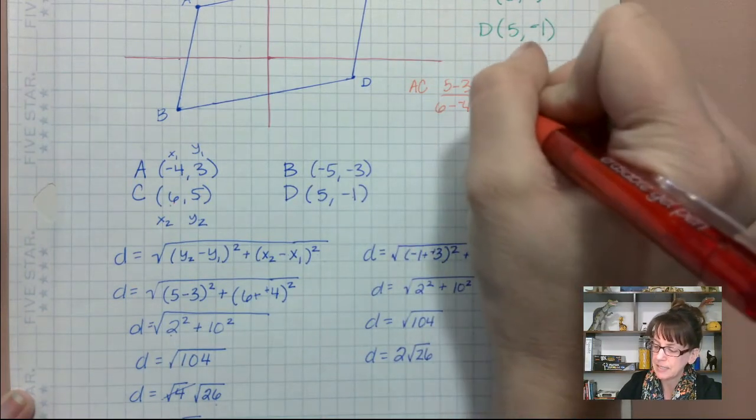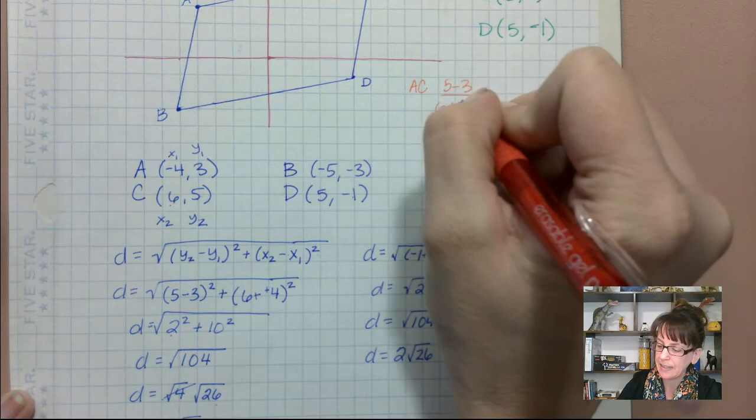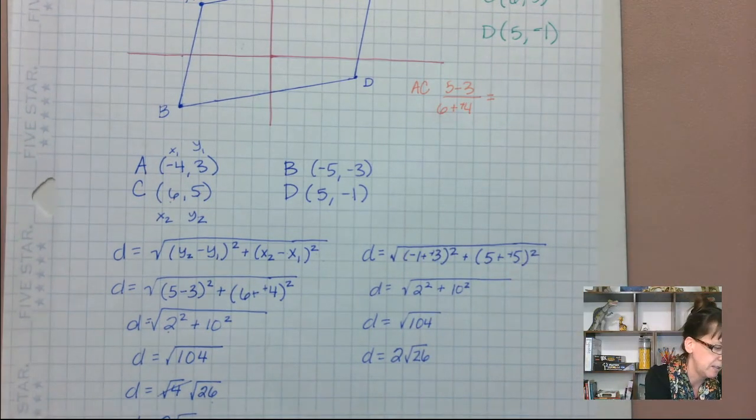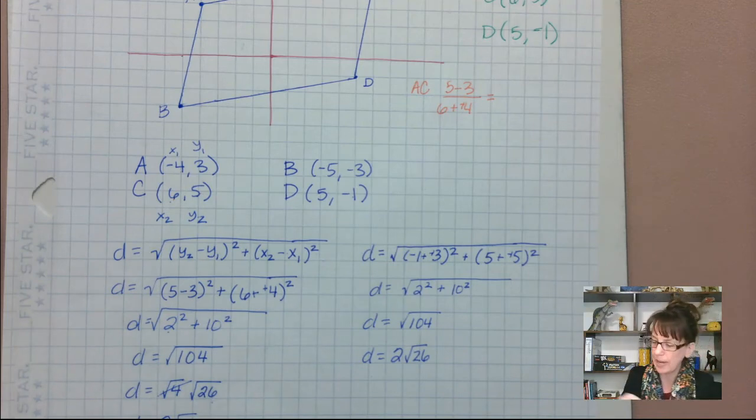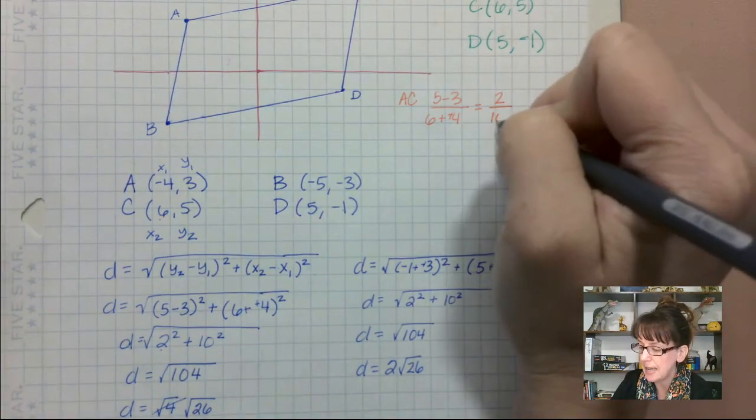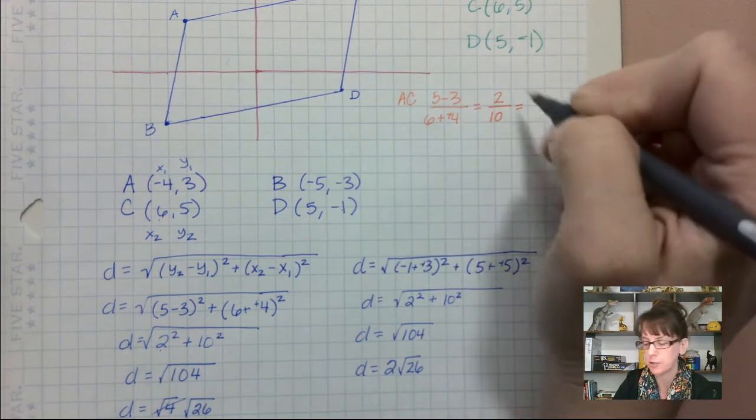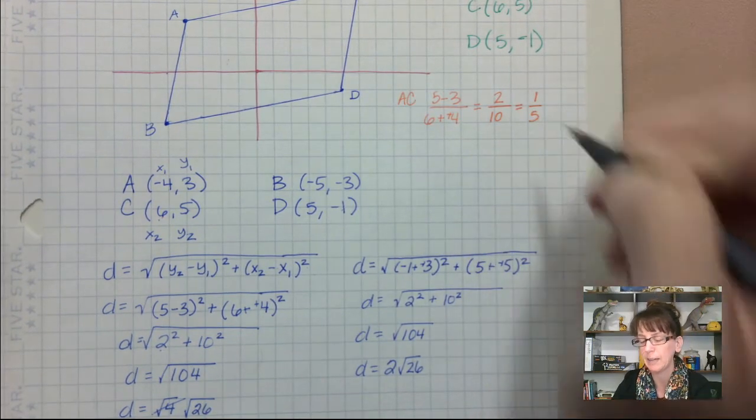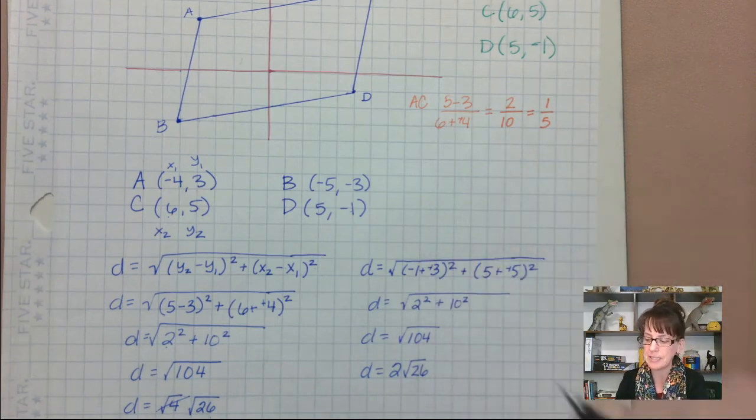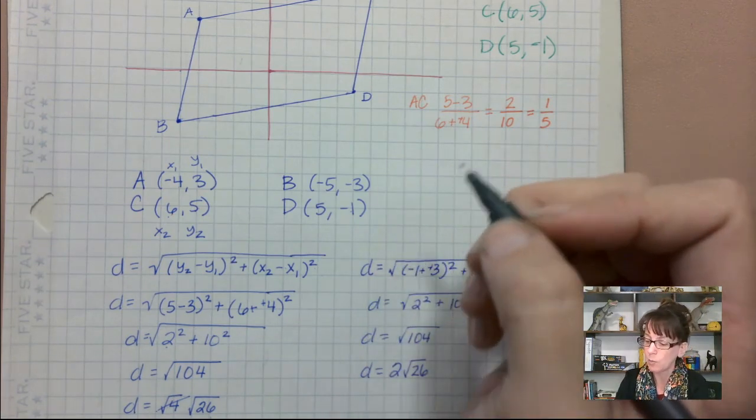All right, if I simplify that and I add the opposite here, I end up with 2 over 10. Of course, we always reduce our fractions, so we get 1 over 5. I'm sorry about the light pen, folks. Okay, so our slope for AC is 1 over 5.